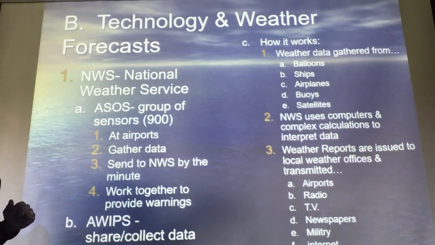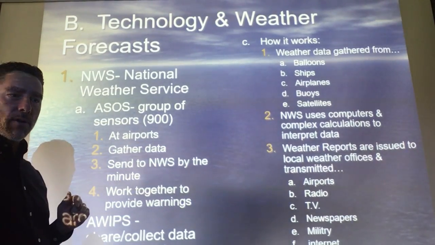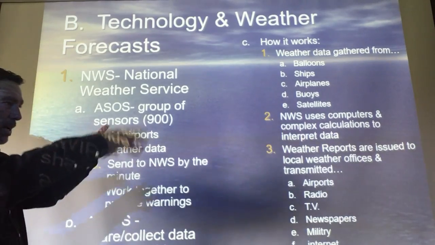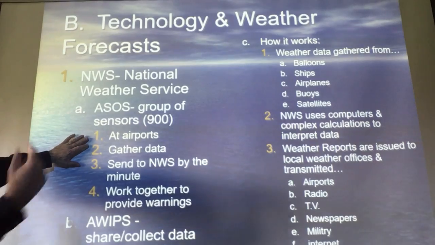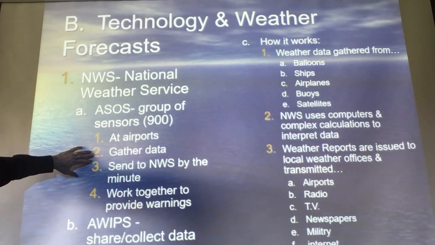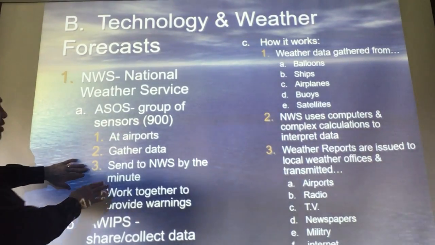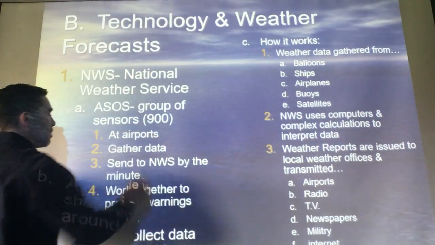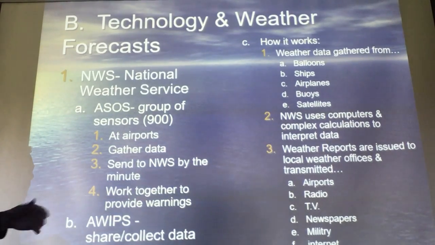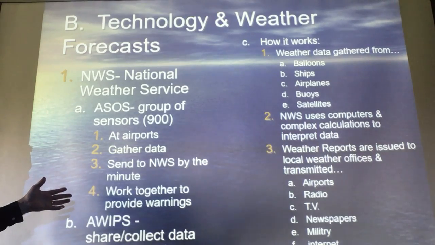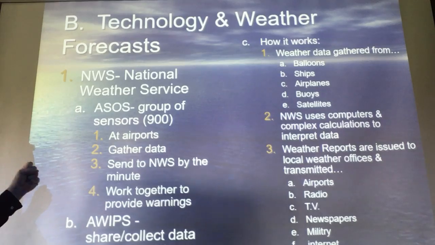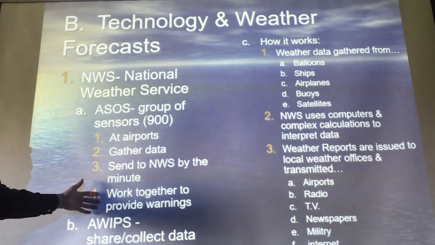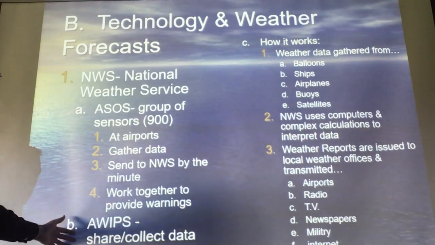And there's also, I know there's one station off the Enterprise Road, if you ever see it, it's a white thing with a big centerpiece sticking out of it, in a circle. They gather data, they send it all to the National Weather Service, and every minute they're sending it there, and they have these big computers that go through, collect all the information, then interpret it. Okay, they all work together to provide warnings.